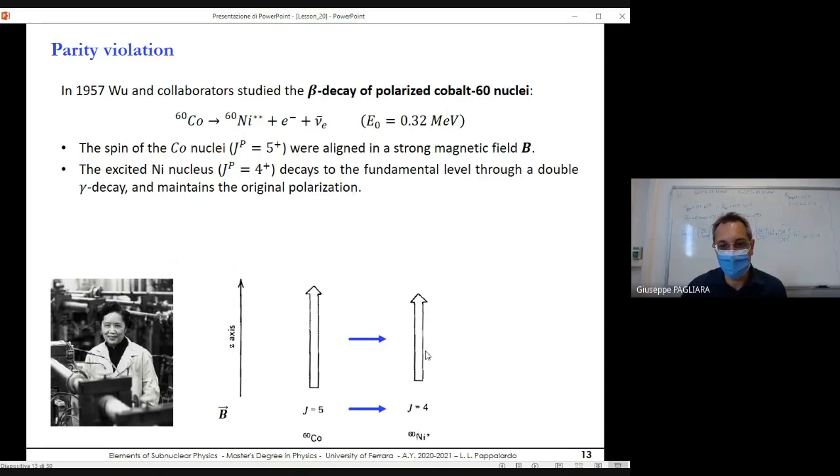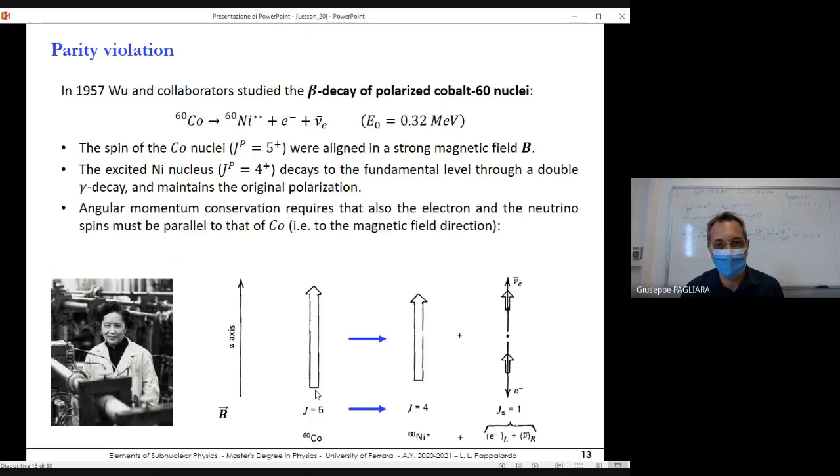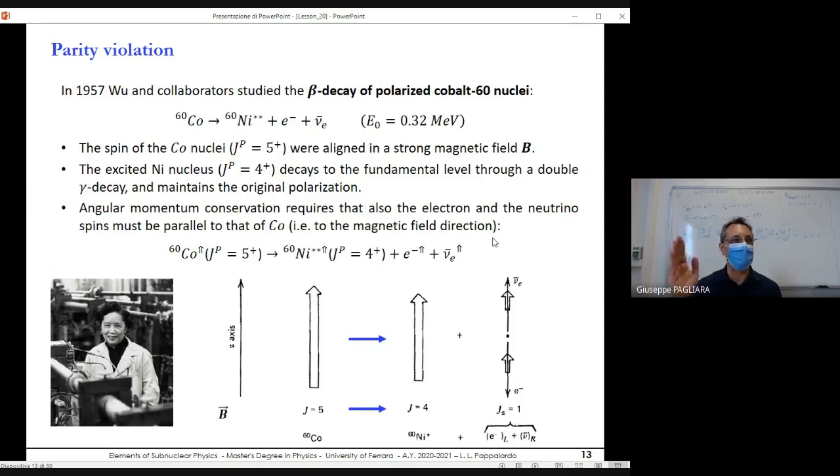It is 4, but it is still aligned with the magnetic field and with the original momentum, the spin of the cobalt. And then the other two objects that are produced in the decay, which are the electron and the neutrino, in order to allow for angular momentum conservation, have also to be aligned with the magnetic field. So we have plus 4 plus 1/2 plus 1/2 give us 5. So this is the only possible configuration that allows angular momentum conservation in the decay. We can see this here. All the objects here, so the cobalt, the nickel nuclei, and the electron and neutrino, have all the spin in the same direction, which is the direction of the magnetic field.